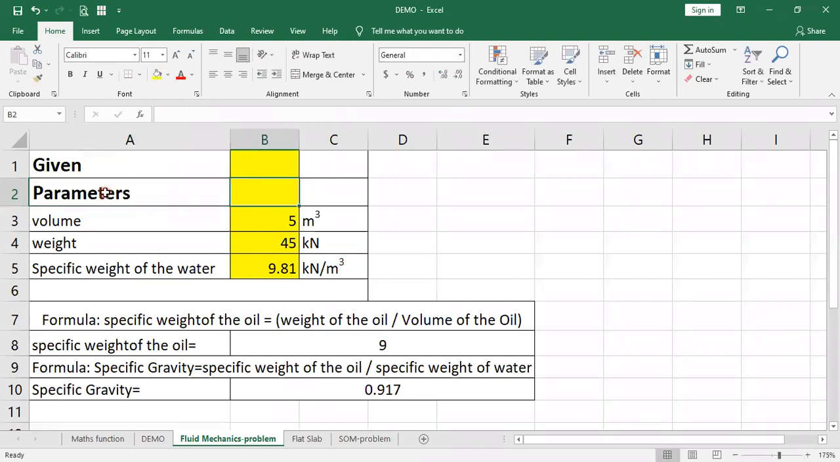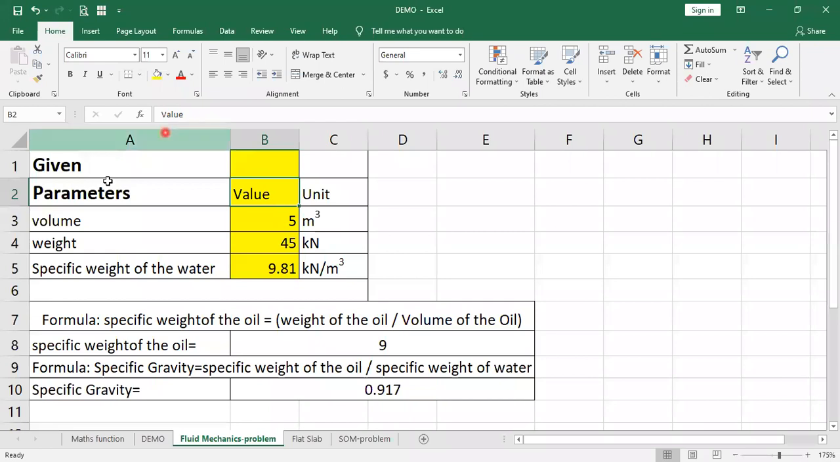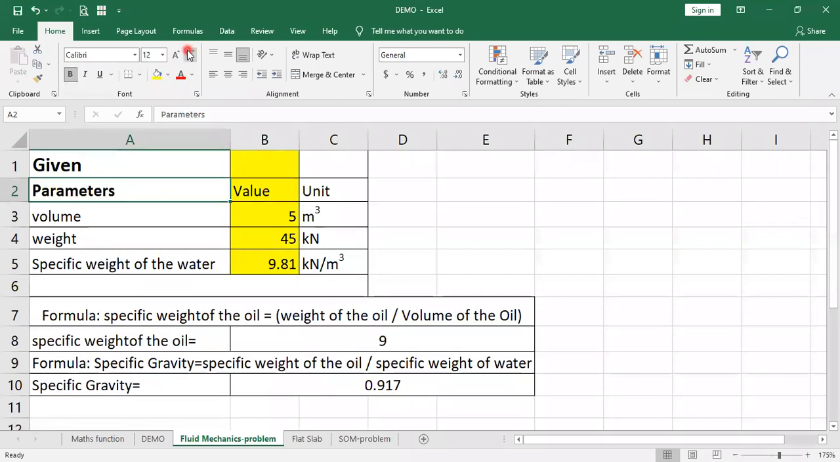Then this is the value, and this is the unit. Okay. So this is how we can differentiate this. Okay, we can differentiate it, and here we have written deliberately. We have to write what are the things we have written there.